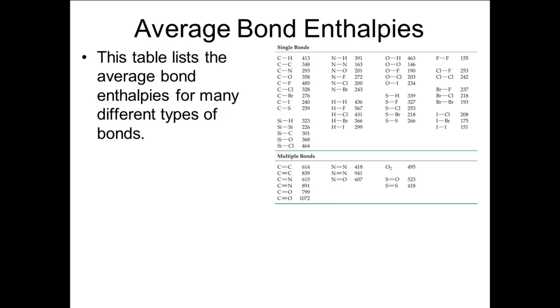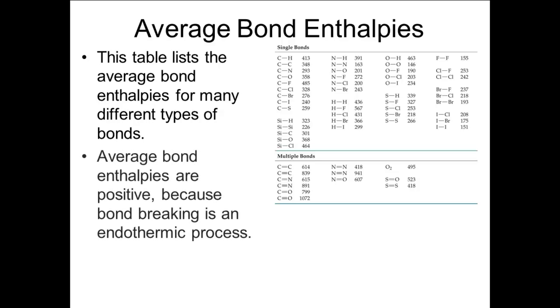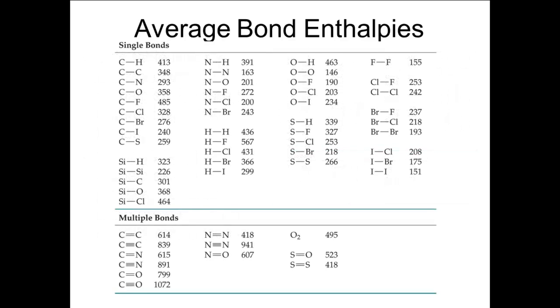This table contains the average bond enthalpies for a number of common bonds. Bond enthalpies are always positive because they are defined as the energy needed to break a bond. That is, energy must be added, so the energy is positive. This is a slightly enlarged version of the table to make reading the table easier.